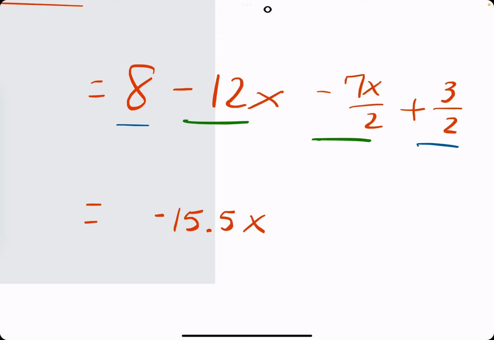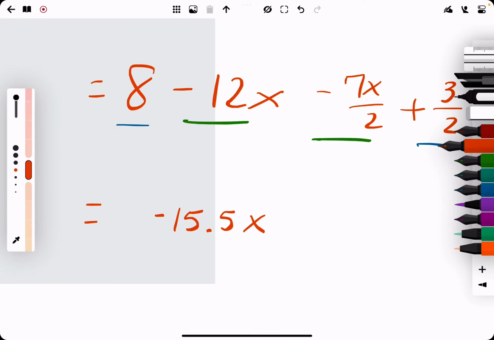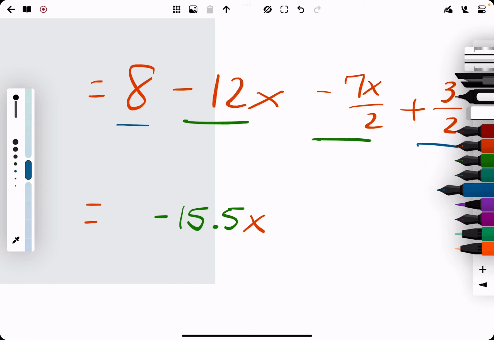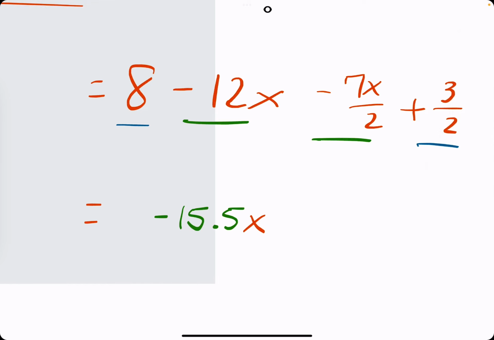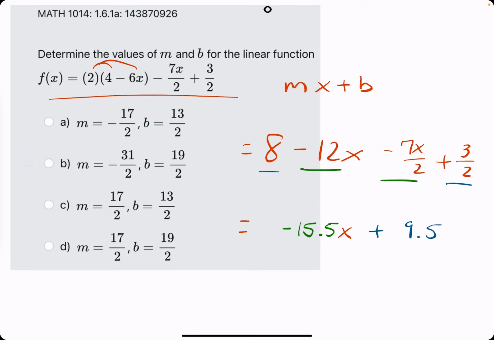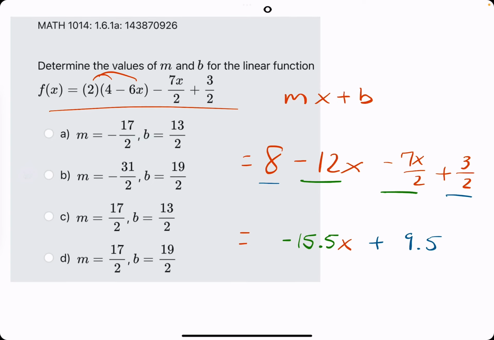So I did negative 12 minus 7 divided by 2 to get negative 15.5. Now, for the blue terms here, I guess I could have kept that color-coded. Let's go back. Let's call this negative 15.5. And then we'll use blue for the constants. So 8 plus 3 over 2. If we do 8 plus 3 over 2 in a calculator, we would get 9.5.